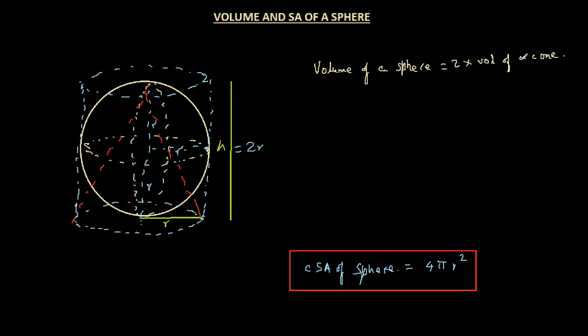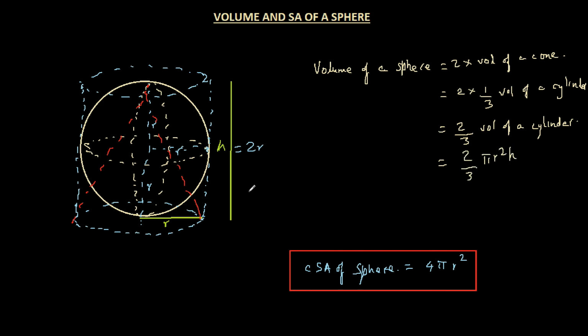And if you haven't seen the video on the volume and surface area of a cone, you must check it out in the top right corner of the screen. In that video, it was explained that the volume of a cone is one third the volume of a cylinder. So the volume of the sphere will be 2 times one third the volume of a cylinder, or we can say that it will be 2/3 the volume of a cylinder. And since we know that the volume of a cylinder is pi r squared h, the volume of a sphere would be 2/3 of that, or 2/3 pi r squared h.